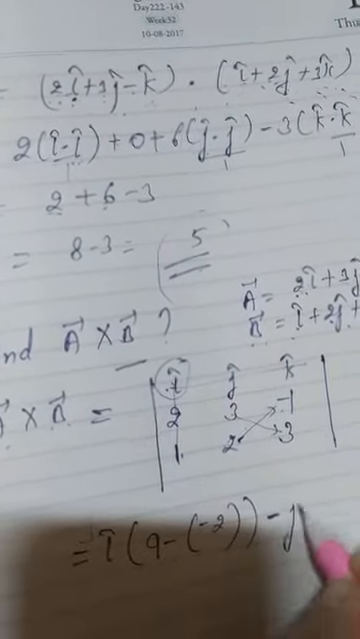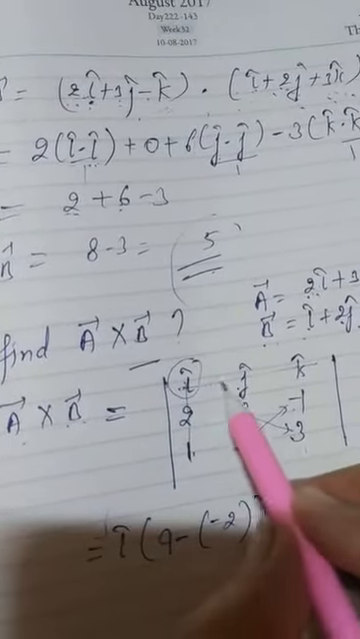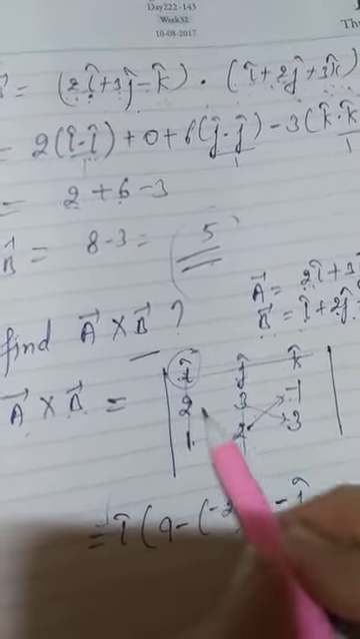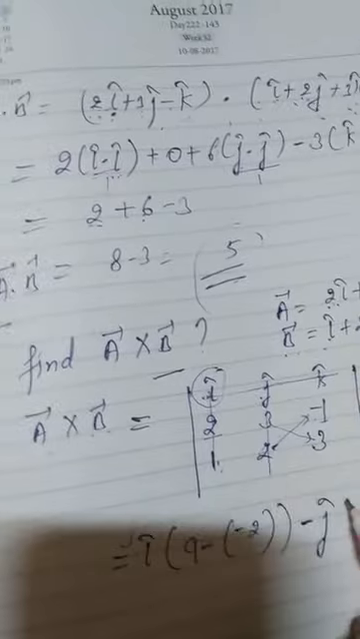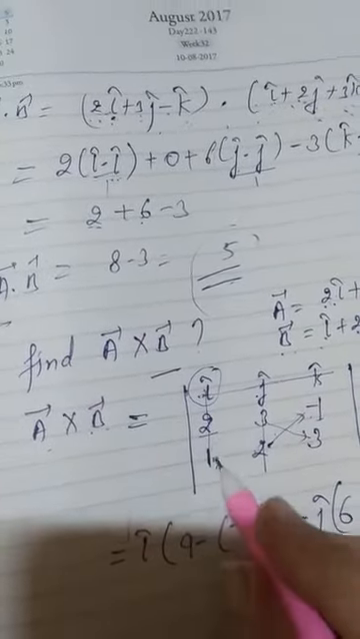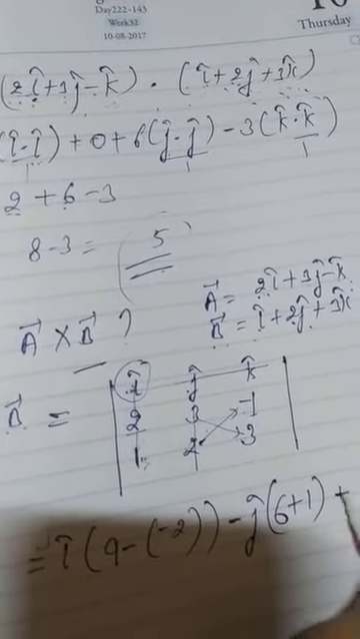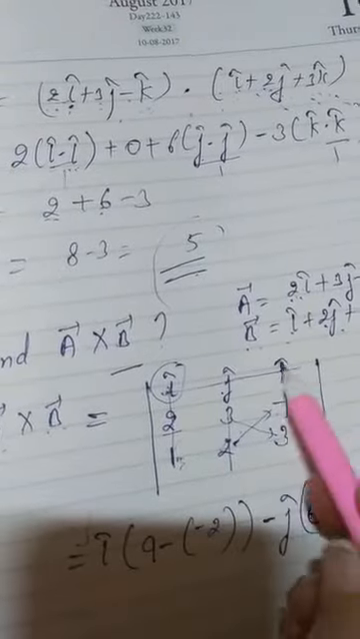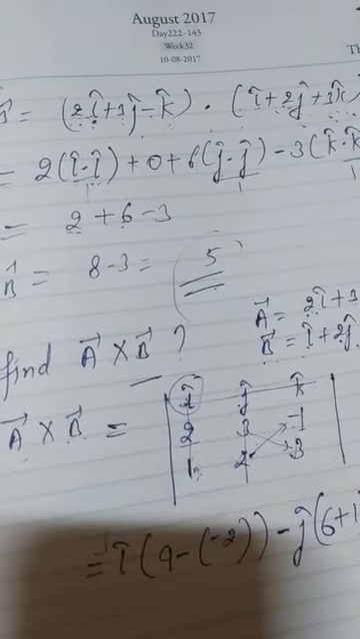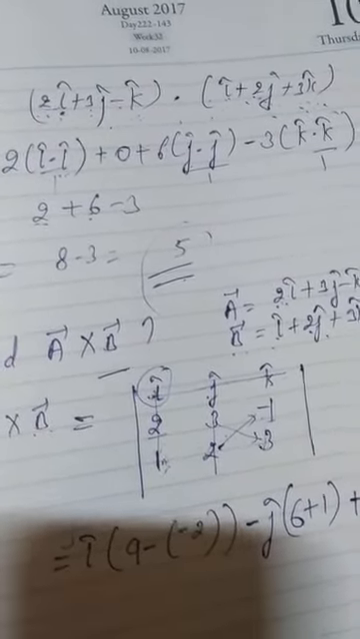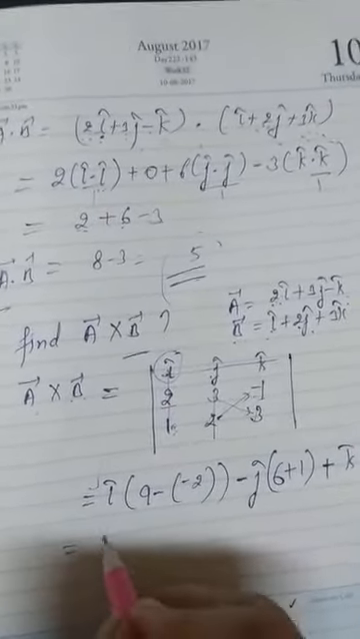Now we take minus j cap, and in the second term we again leave this row and this column. The remaining terms are 2, minus 1, 1, 3, and we take their cross product. 2 times 3 is 6, minus minus is plus 1. Next we take plus k cap; for k cap we leave this row and column and take the cross multiplication of the rest. 2 times 2 is 4, and 3 times 1 is 3, then we take minus 3. Clear?